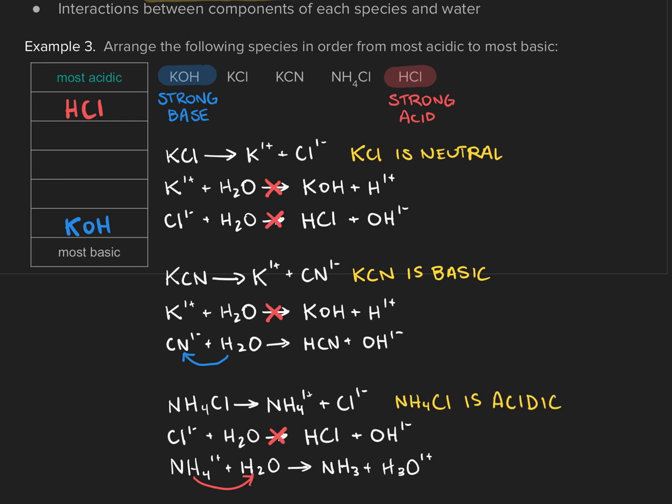I'm going to go ahead and put potassium chloride right there in the center as a neutral species. The potassium cyanide, KCN, is going to be on the more basic end of our spectrum here, as the cyanide ion is the conjugate base of a weak acid. And then last but not least here, the ammonium chloride is going to go on the slightly more acidic end of our spectrum due to the acidic nature of the ammonium ion, that conjugate acid of a weak base.